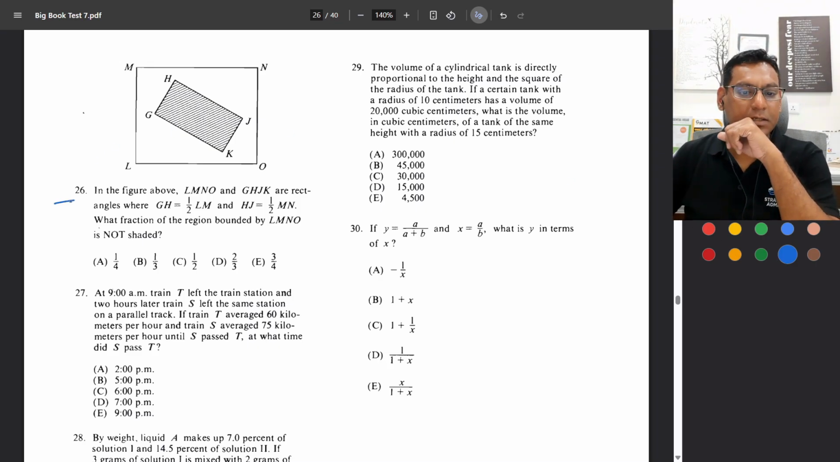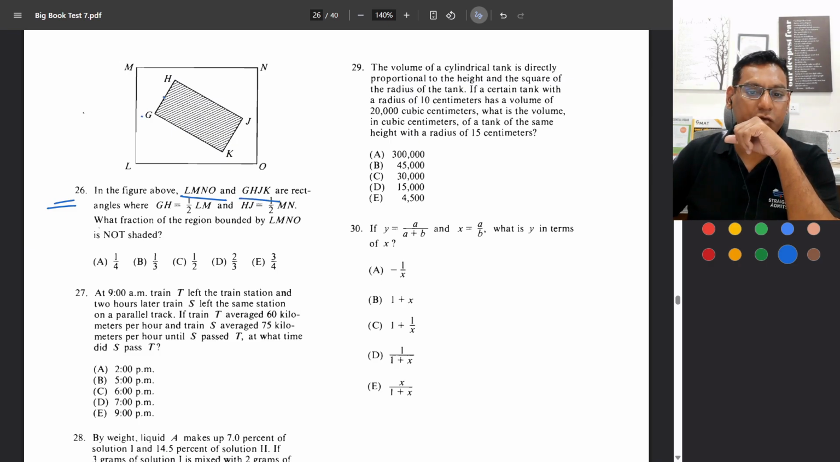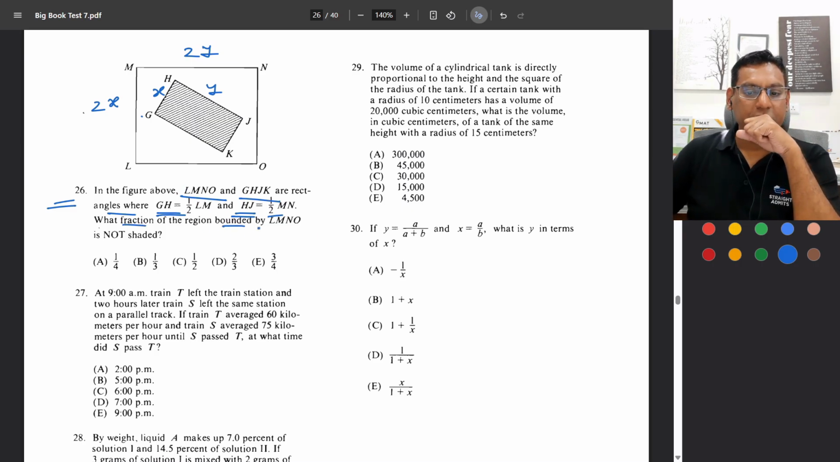Question 26. In the figure above, LMNO, JK, and GH are rectangles where GH is half of LM. So this is X, this is 2X, and HJ is half of MN. So if this is Y, this is 2Y. They are all rectangles, right?